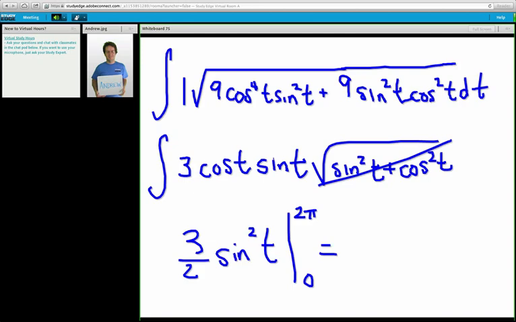Not just yet. You can do 0 to 2 pi, but guess what's going to give you? It's going to give you 0. Sine of 2 pi is 0. Sine of 0 is 0. So it's useless. There's no point in doing that.